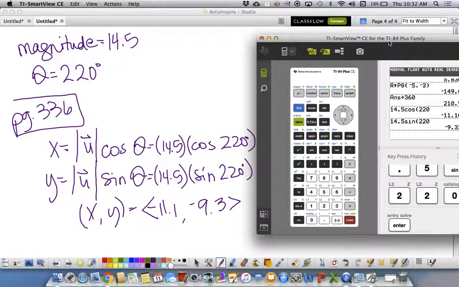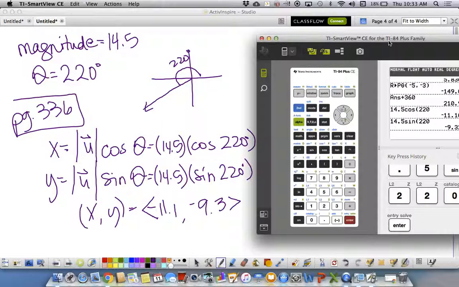Does that make sense with a 220 degree angle? Which quadrant are we in? The third quadrant, 220. So we are all the way over here, 220 degrees. Does it make sense that our x is negative and our y is negative? Yes, it does, because it's in the third quadrant. Wow. Okay?